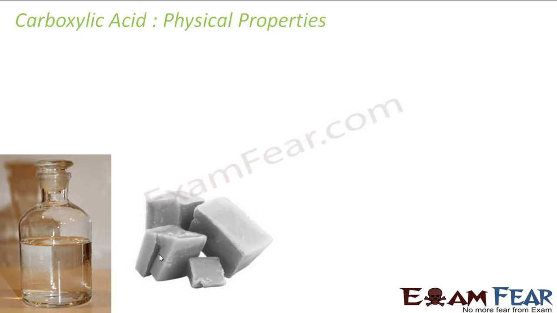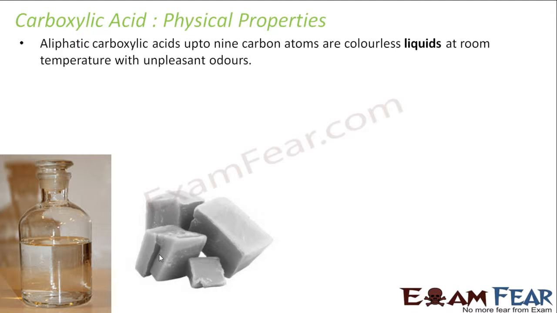Now let's discuss some physical properties of carboxylic acids. The aliphatic carboxylic acids up to 9 carbons are generally liquid and they are colorless at room temperature. Up to 9 they are colorless liquids at room temperature and they have a very bad smell.